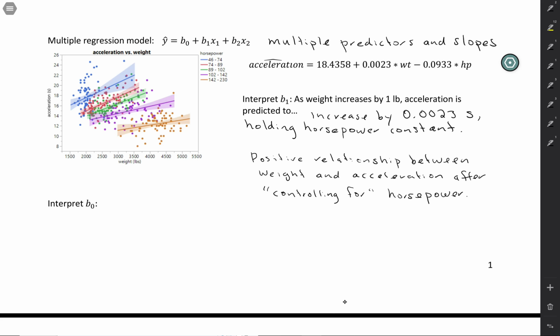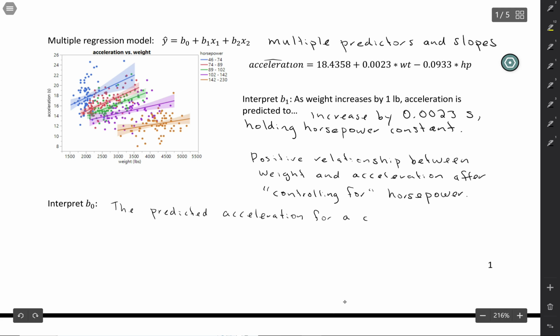So the interpretation of the intercept is that it would be the predicted acceleration, that's our response variable. This would be the predicted acceleration for a car that, let's see, 0 for x1, that's the weight. So it'd be a car that weighs 0 pounds, already pretty hard to imagine, and has 0 horsepower. So not really a car at that point. Okay, so definitely in this case, this predicted value is 18.4358. That's our intercept. But this is not meaningful in this context.